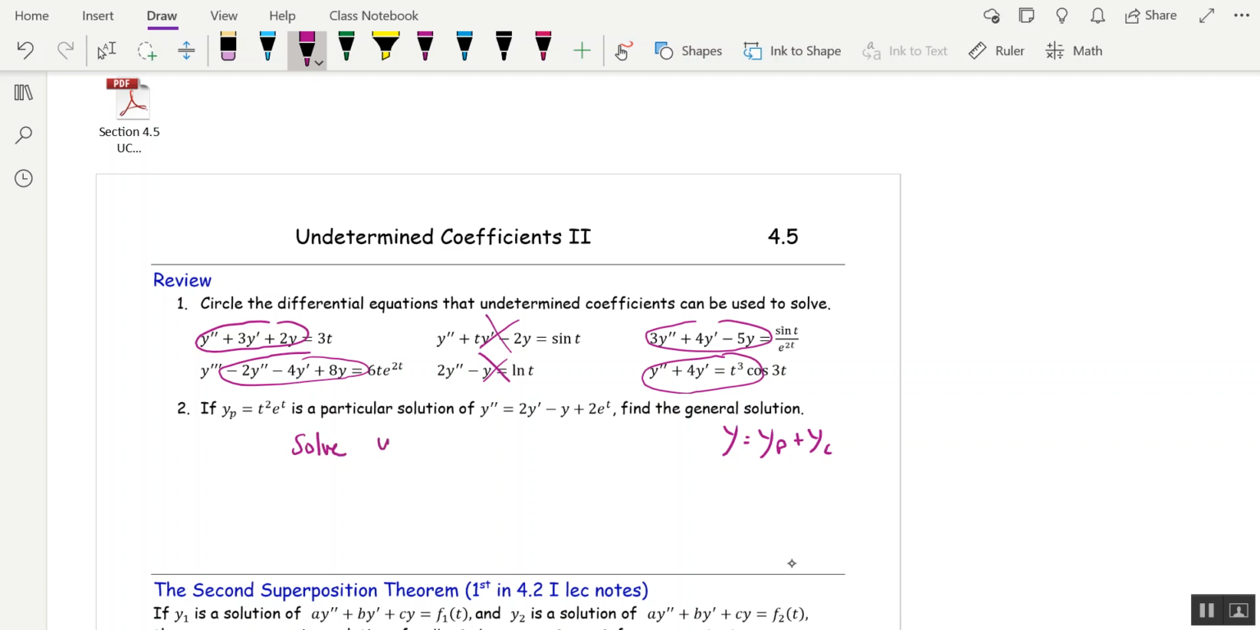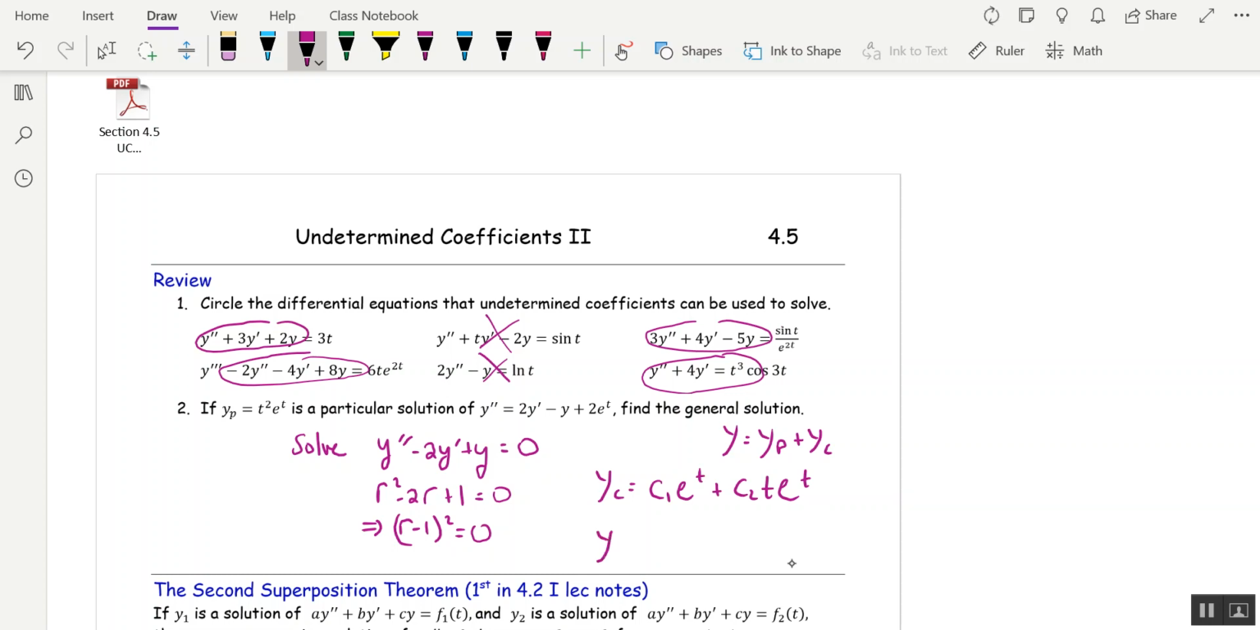I'm going to write it in the correct format. Everything on one side, Y double prime minus 2Y prime plus Y equals 0. When I write it in that format, it's easy to write down the characteristic equation. R squared minus 2R plus 1 is 0. And that gives me R minus 1 quantity squared is 0. So I've got a repeat root, and my YC is C1 e to the t plus C2 t e to the t, since the repeat root is 1. So my general solution is the given YP, t squared e to the t, plus the YC I just found, C1 e to the t plus C2 t e to the t.